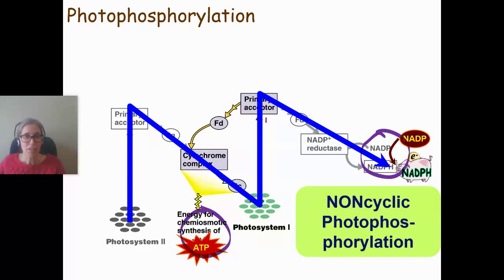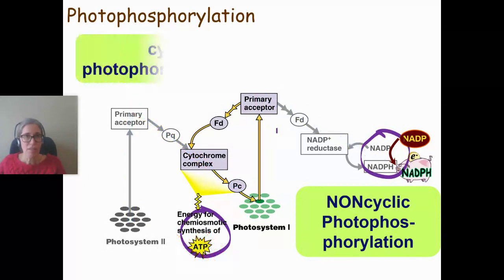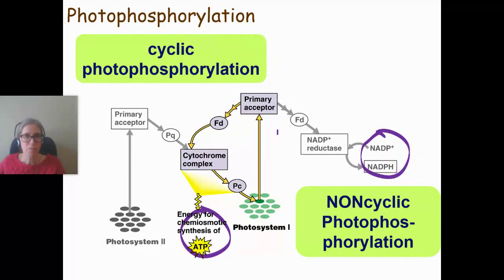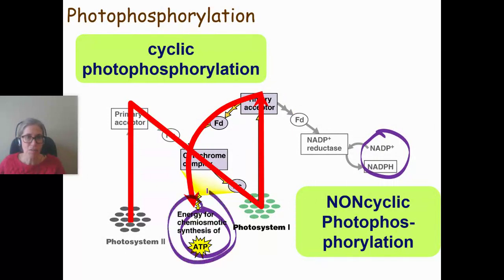That's non-cyclic, right? It's one direction, it's linear. In cyclic photophosphorylation, you get the electron originally from photosystem 2, from water being broken, but then it just goes back in a circle and makes more ATP. It doesn't break down any extra water, so it's not releasing oxygen, and it's not making NADP+, just making ATP.